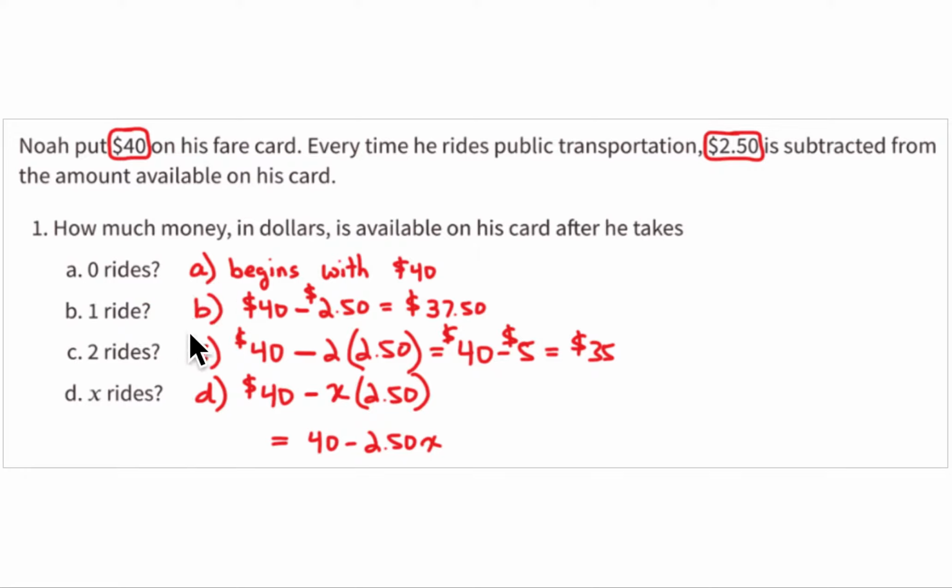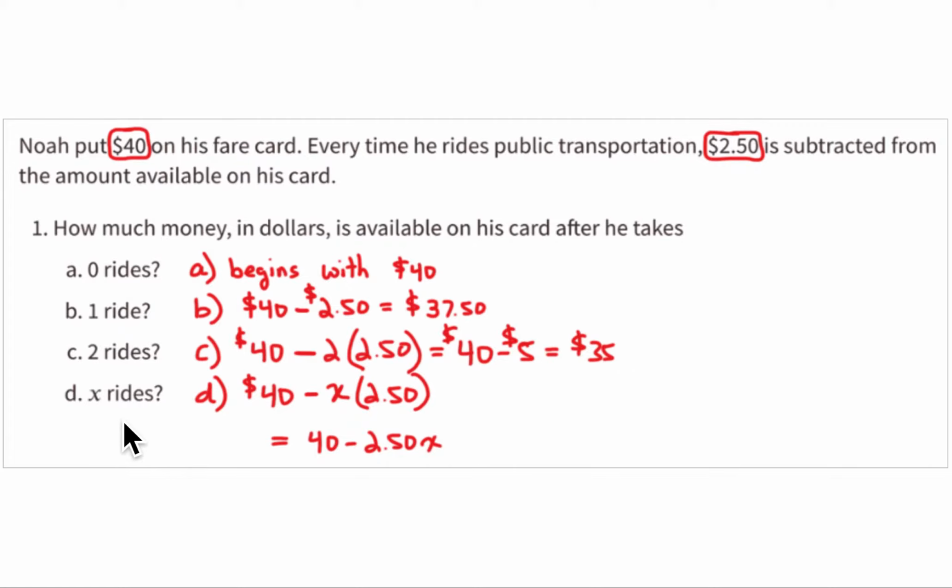If he takes 1 ride, what do you have to do? You have to subtract $2.50 every time he rides on the trolley. It costs him $2.50. So 40 minus $2.50 is $37.50. Takes 2 rides. That's going to be 2 times this $2.50. So now he has to subtract $5 from the original $40. So now he's down to $35.